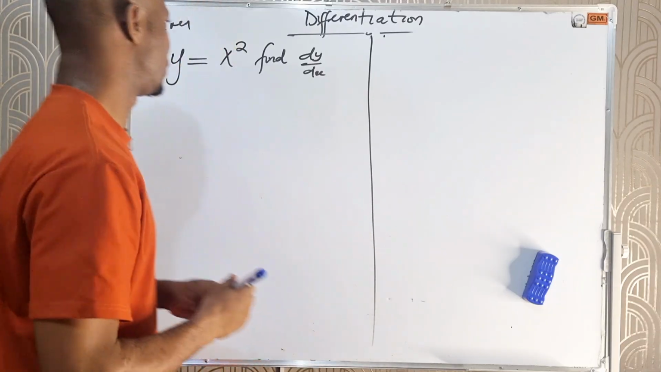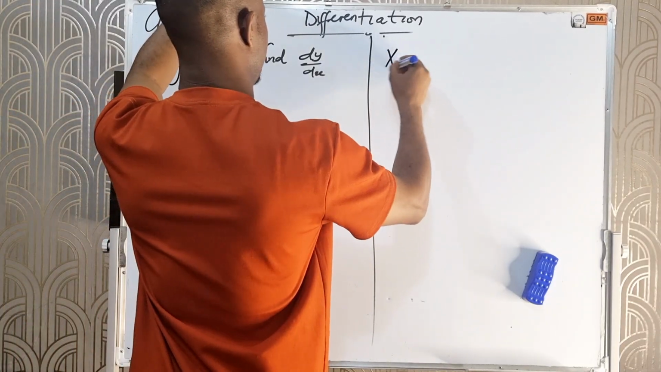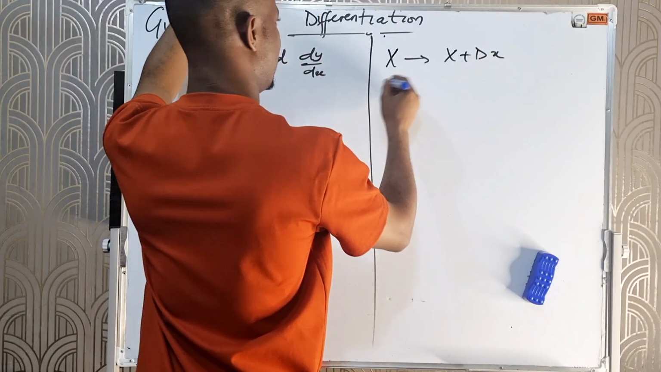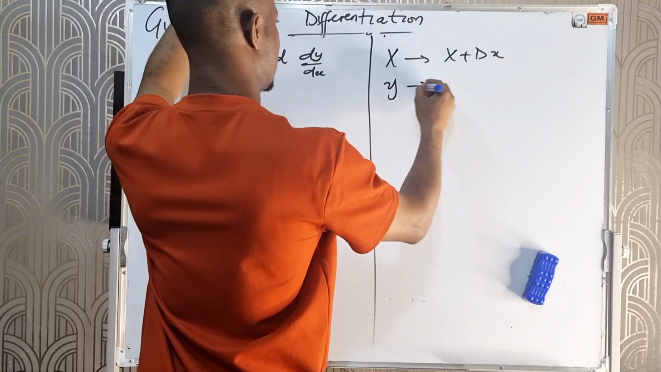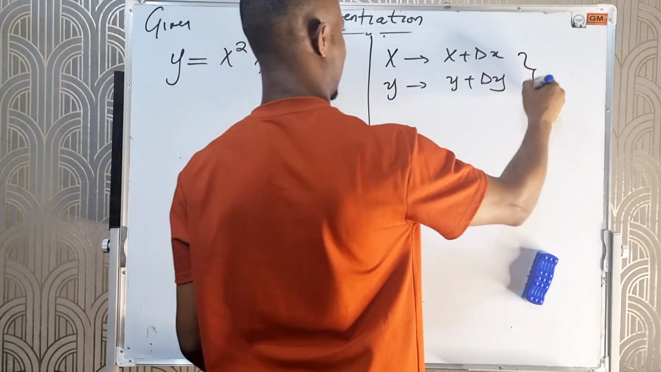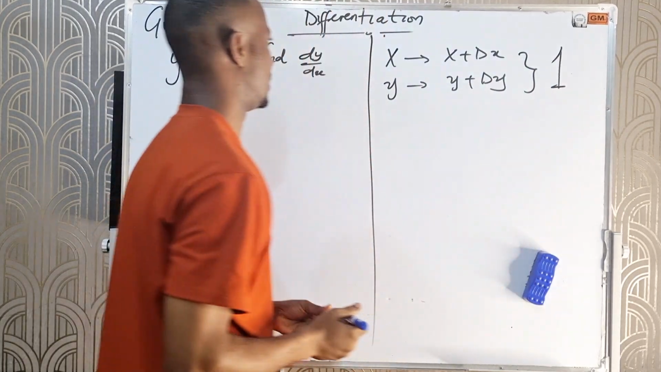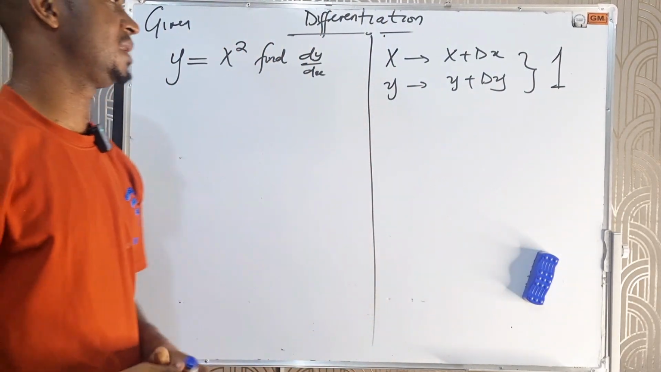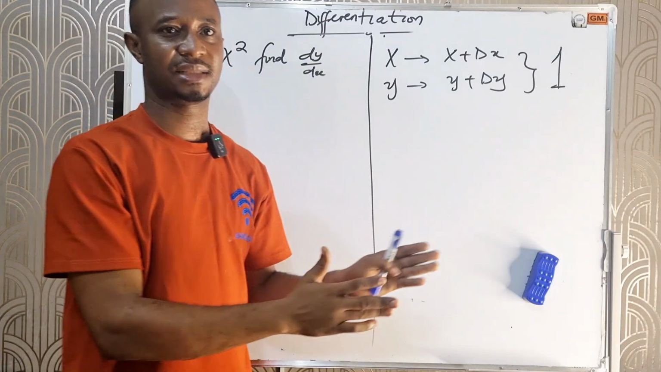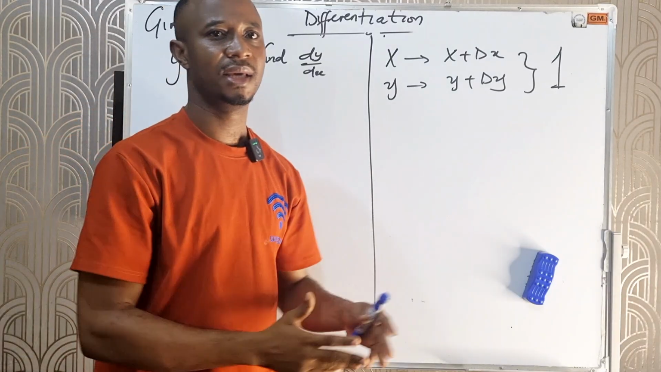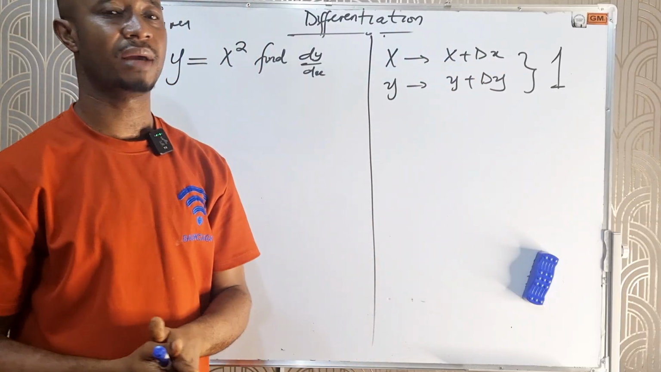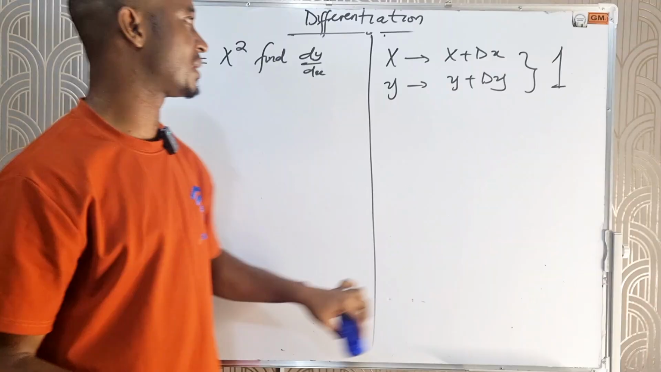So a little change in x is simply x plus delta x. For that of y, it is y plus delta y. This is the first step, right? The first step in first principle says there must be an increment in x, an increment in y. Increment in x means x plus delta x. Increment in y means y plus delta y.